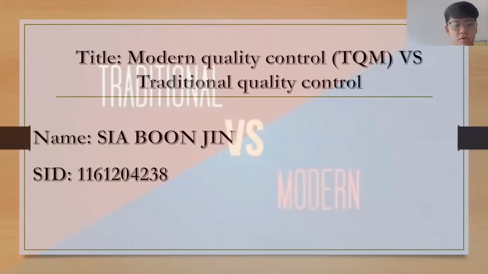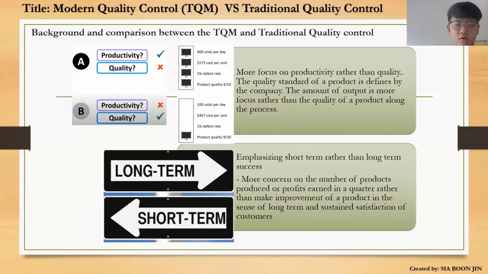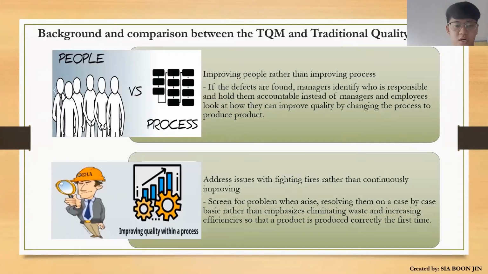Today I want to present the topic about modern quality control and traditional quality control. The traditional approach is more focused on the amount of output produced rather than the quality of the product along the process. It emphasizes the number of products produced or profit earned in a quarter rather than making improvements for long-term customer satisfaction. And they are focusing on improving people rather than improving the process.